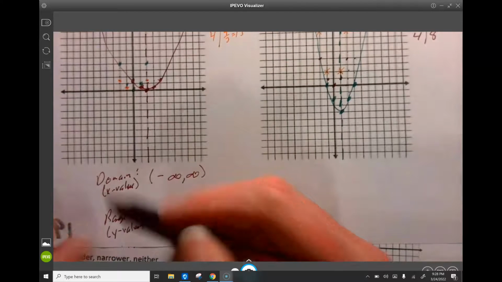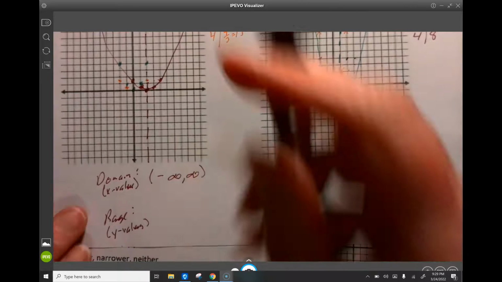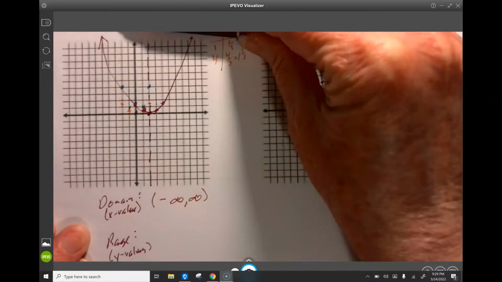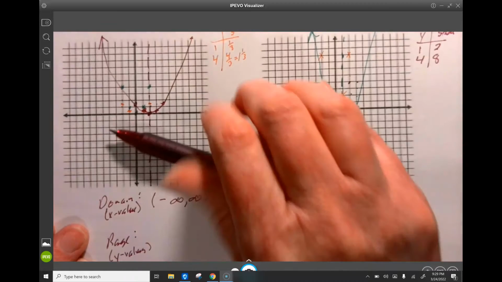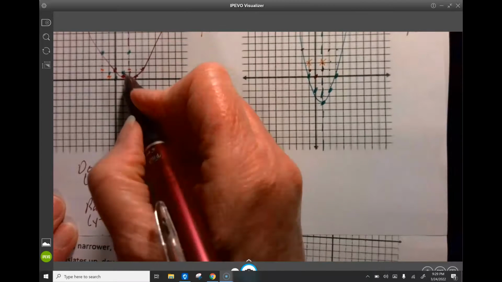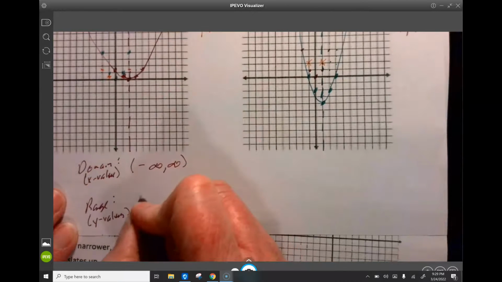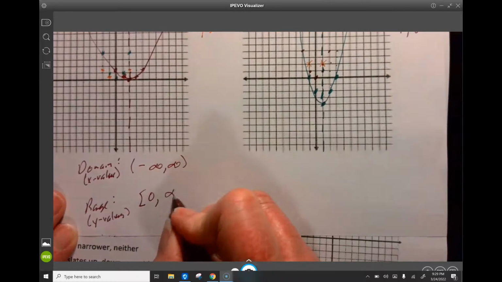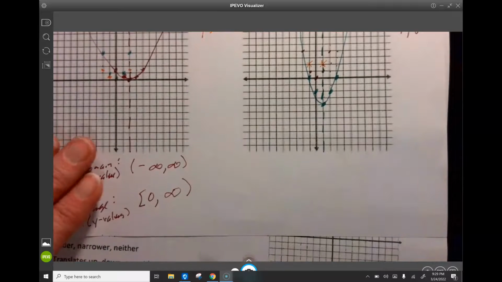Now your range, that's where we're going to be limited. Your y values, because look at my y values right here. They go from here on up, right? See how they go from here on up? So my range goes from 0. Now is 0 part of the solution? It sure is. So that's going to be a square bracket. And what's it going to? Positive infinity.